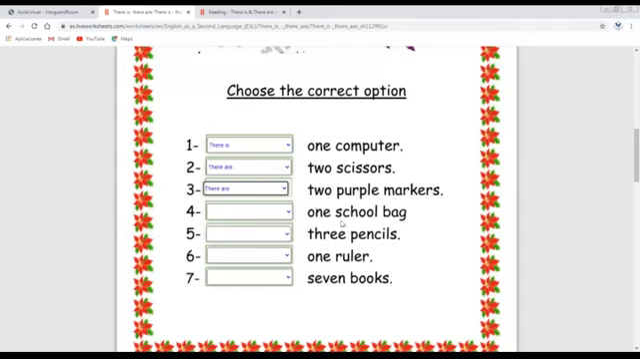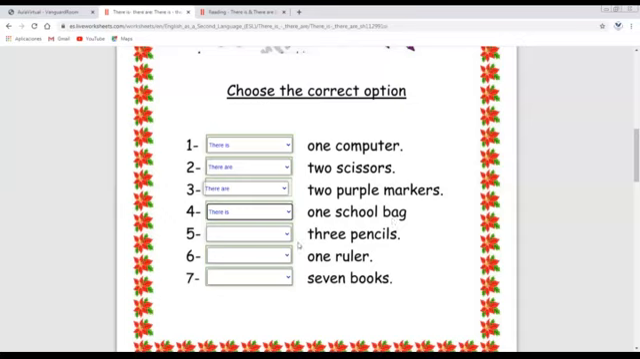Number 4, 1 school bag. The correct option is there is. There is 1 school bag. Singular noun.